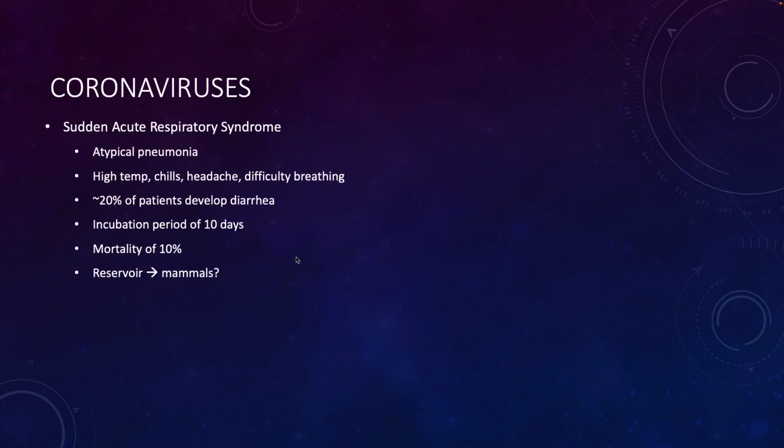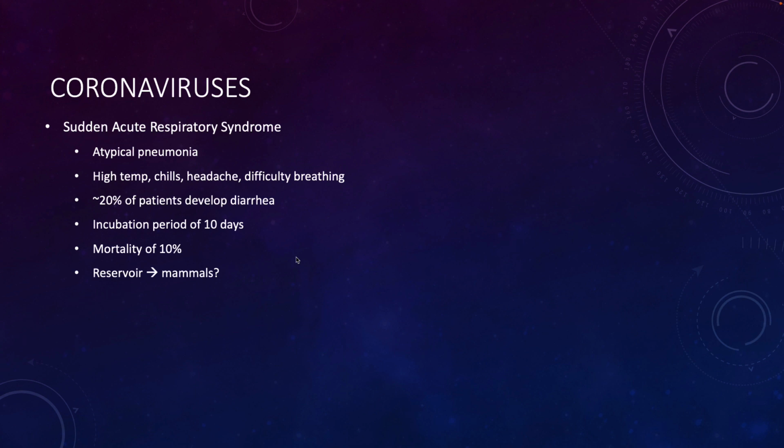The first more dangerous coronavirus I want to talk about is SARS coronavirus 1, or severe acute respiratory syndrome. That's SARS. What we saw with patients with SARS was an atypical type of pneumonia. They had a high temperature, chills, headache, difficulty breathing. 20% of patients developed diarrhea, incubation period of about 10 days, mortality of 10%. The reservoir? We think it's mammals. Which ones? We don't know.